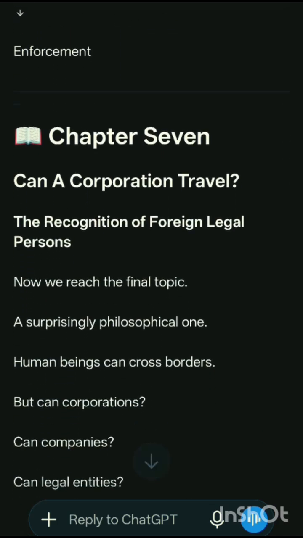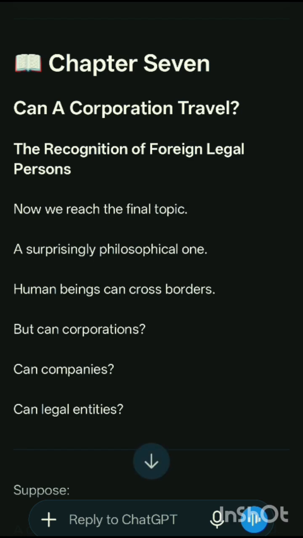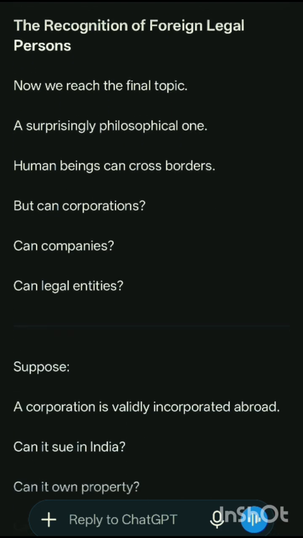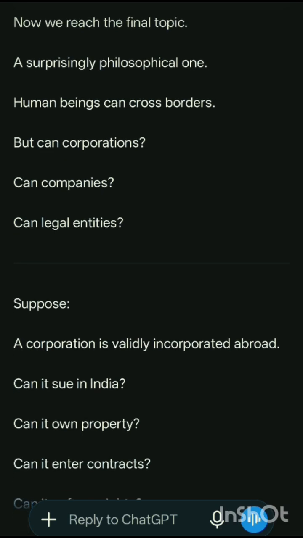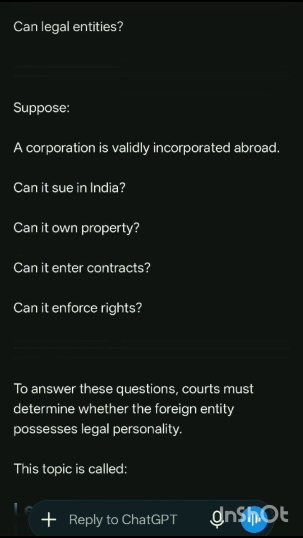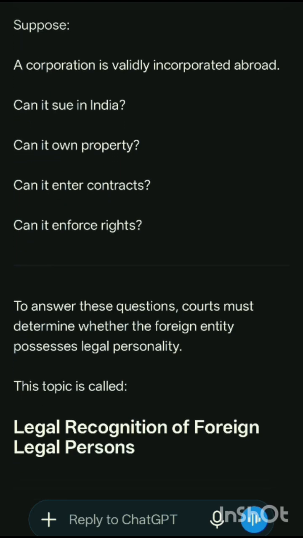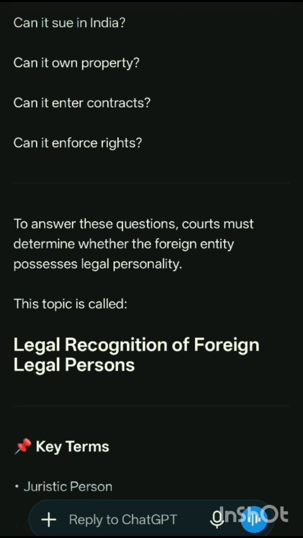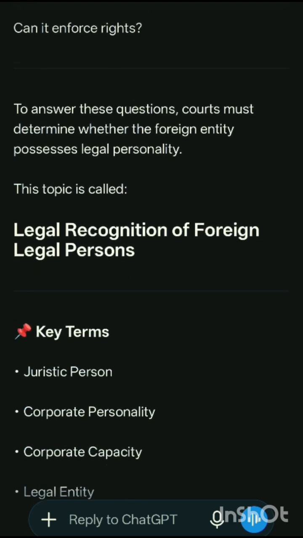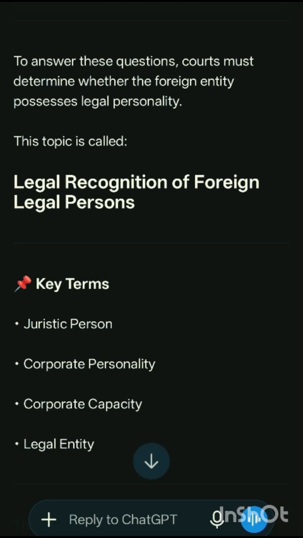Chapter 7, Can a Corporation Travel? The Recognition of Foreign Legal Persons. Now we reach the final topic, a surprisingly philosophical one. Human beings can cross borders, but can corporations, can companies, can legal entities? Suppose a corporation is validly incorporated abroad. Can it sue in India? Can it own property? Can it enter contracts? Can it enforce rights? To answer these questions, courts must determine whether the foreign entity possesses legal personality.